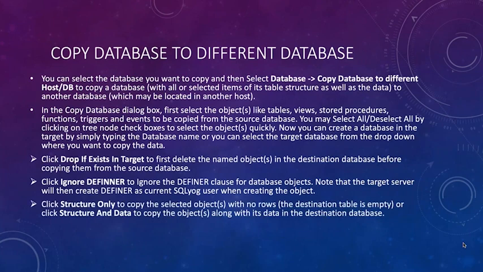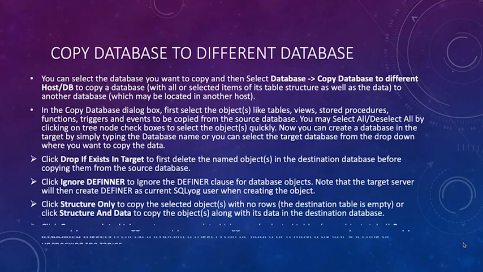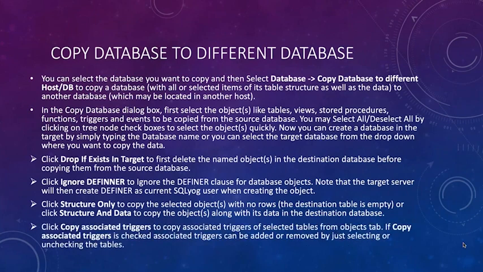You can click on Structure Only to copy the selected objects with no rows; the destination table will remain empty. Or you can click Structure and Data to copy the objects along with their data in the destination database. Please click Copy Associated Triggers to copy associated triggers of selected tables from the object tab. If it is checked, then the associated triggers can be added or removed by just selecting or unchecking the tables.